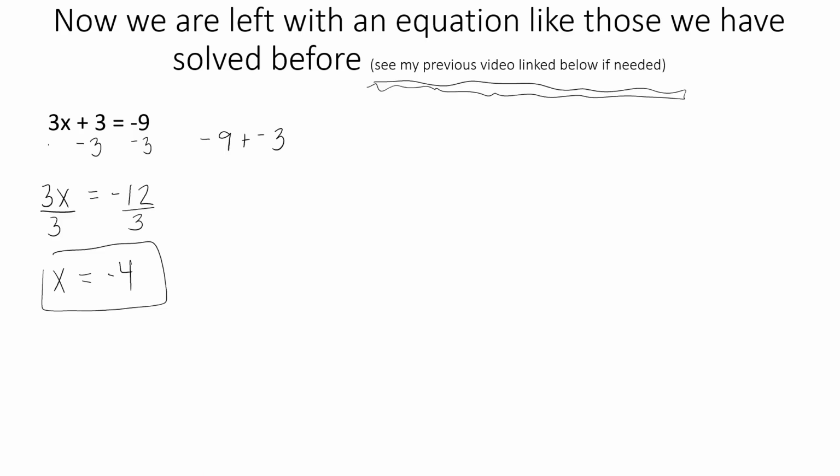If I were to ask my students, what's happening here or what happened to the 3's, I would get, oh, they canceled, and here, oh, they canceled. But they cancel for different reasons. These ones cancel because +3 plus -3 is 0, and 3x plus 0 leaves you with the 3x. These 3's cancel because 3 divided by 3 is 1, and 1 times x is x.